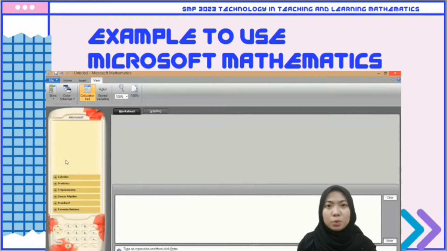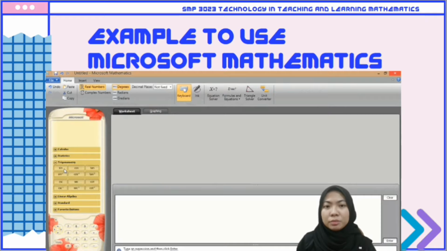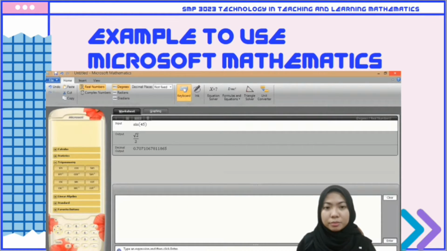Okay, let's click the home, and we will try to use the trigonometry solution. We will try to go to trigonometry on PET calculator. Let's fill up the question. Such example, sine 45. So we will get the answer.